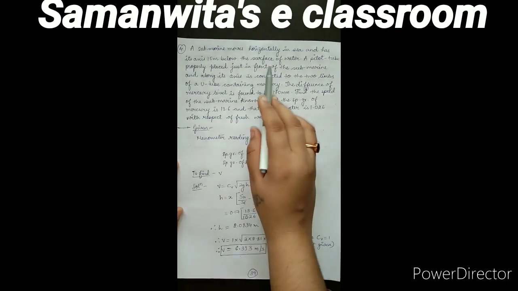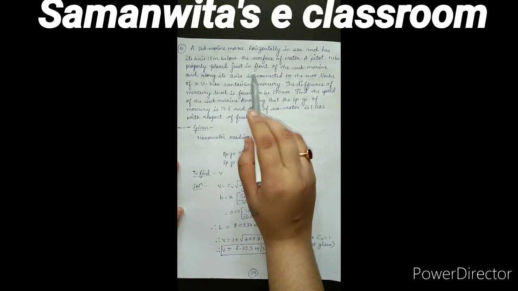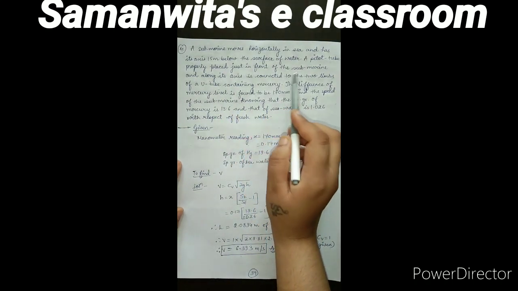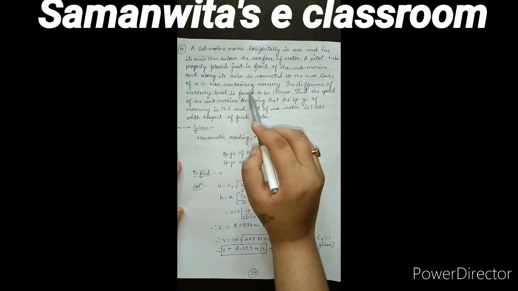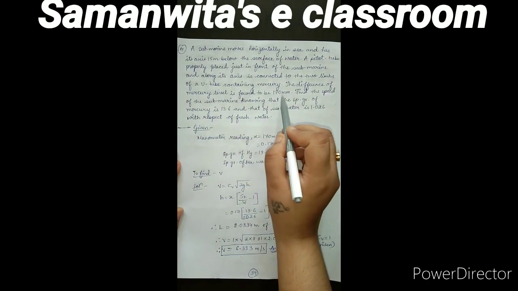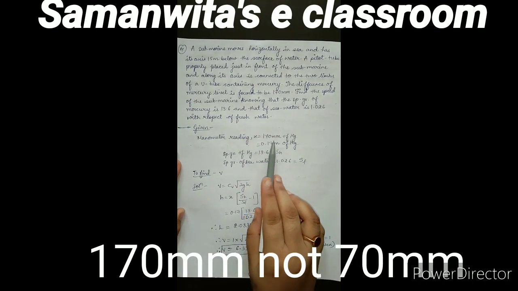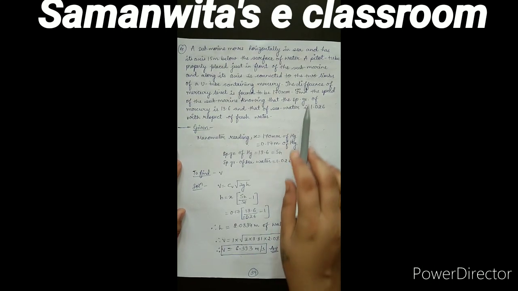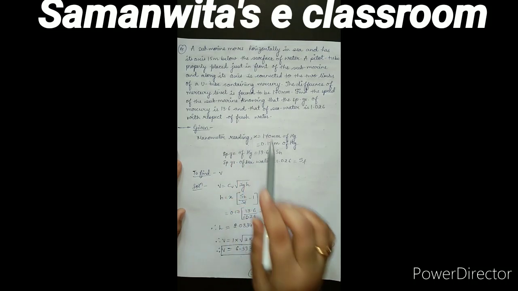A submarine moves horizontally in sea and has its axis 15 meter below the surface of water. A Pitot tube properly placed just in front of the submarine and along its axis is connected to the two limbs of a U-tube containing mercury. The difference of mercury level is found to be 170 mm. So I get the first data of manometric reading, which is 170 mm of mercury. I have converted in terms of meter of mercury column. Find the speed of the submarine knowing that the specific gravity of mercury is 13.6.